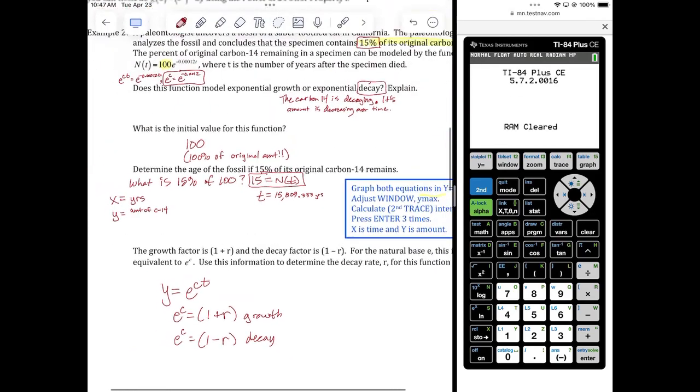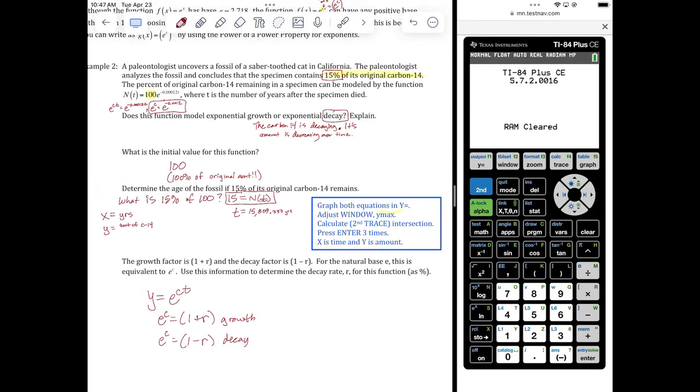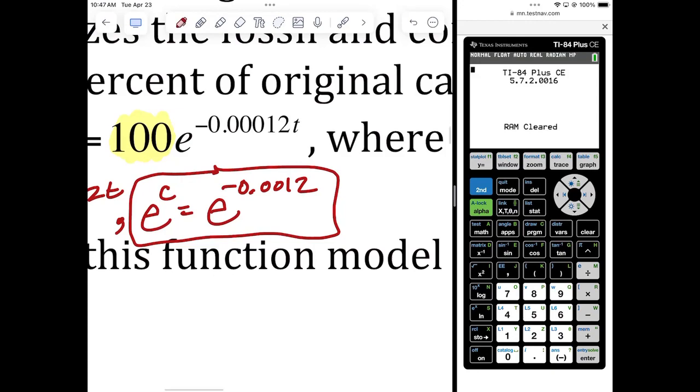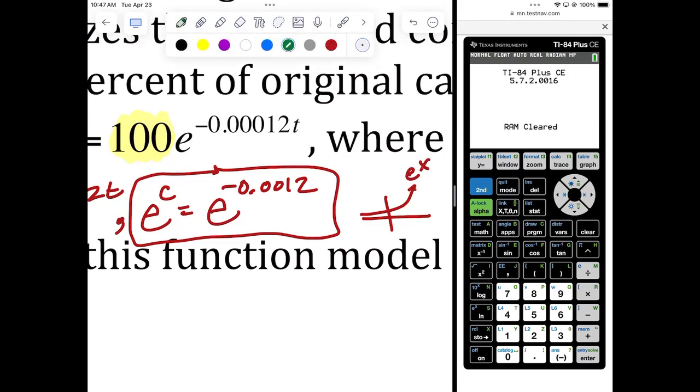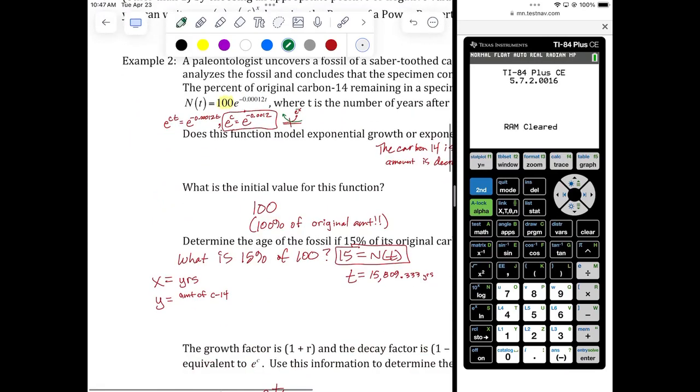So for our problem here, since it was exponential decay, and the reason we know it's decay is because there's a negative exponent, because e itself is a growth function, remember. e to the x looks like this. We memorized that. So if you put a negative in front of the exponent, it reflects it across the y-axis, and that's what makes it decay.